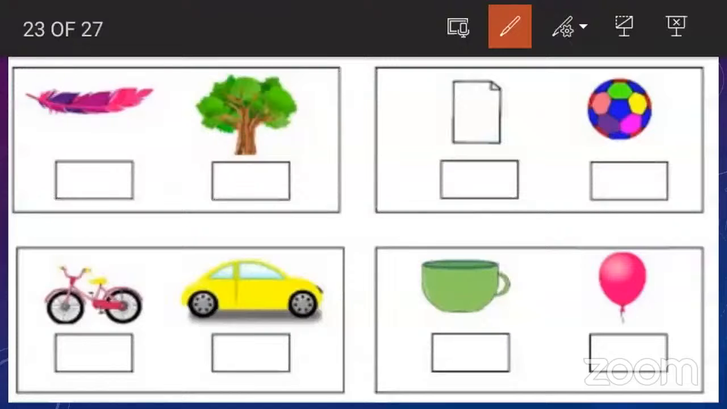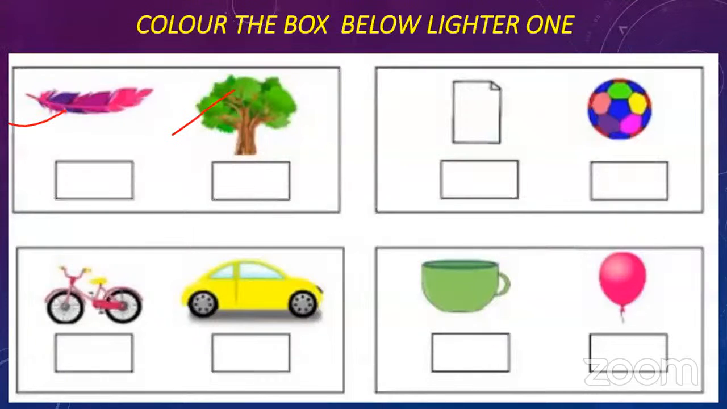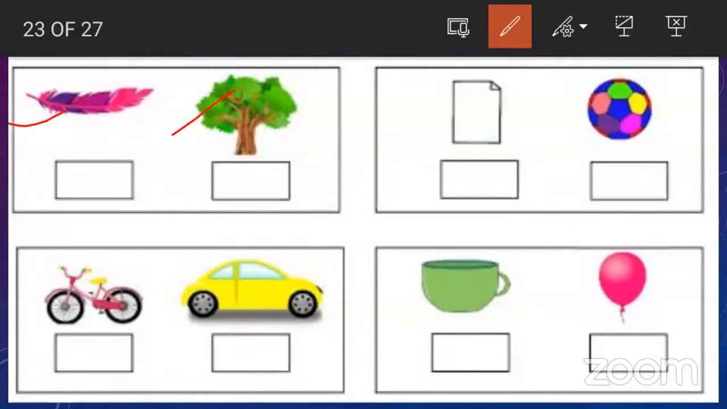In the first box, what do you see? You will see here one feather and one tree. So what do we have to do? We have to color the box. So which one? The lighter one. So let us do first of all. Here is the feather which is very light. So let us color it.